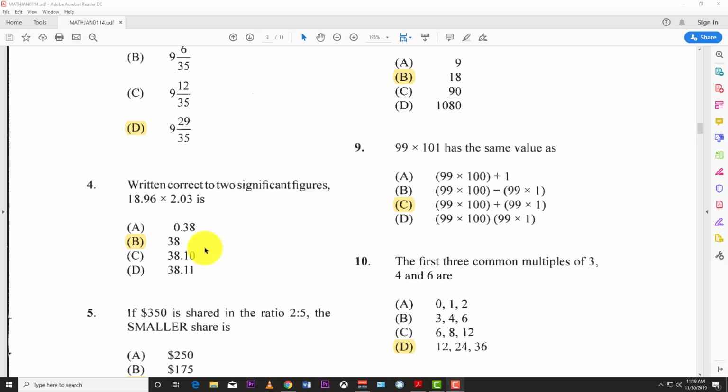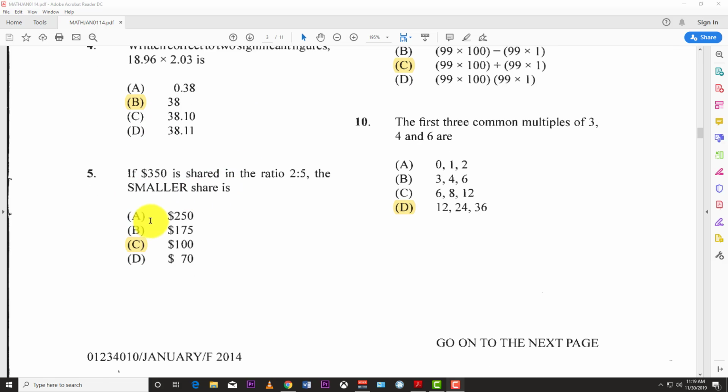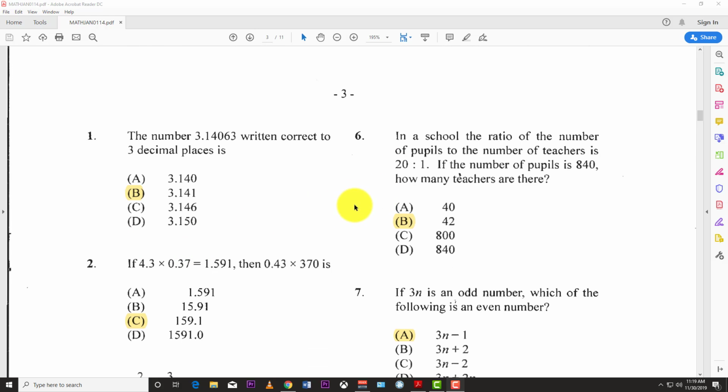So that's D. Number 4, written correct to 2 significant figures, 18.96 times 2.03 is, and the answer here is B, 38. Number 5, if $350 is shared in the ratio of 2 to 5, the small share is, and the answer here is C, $100.